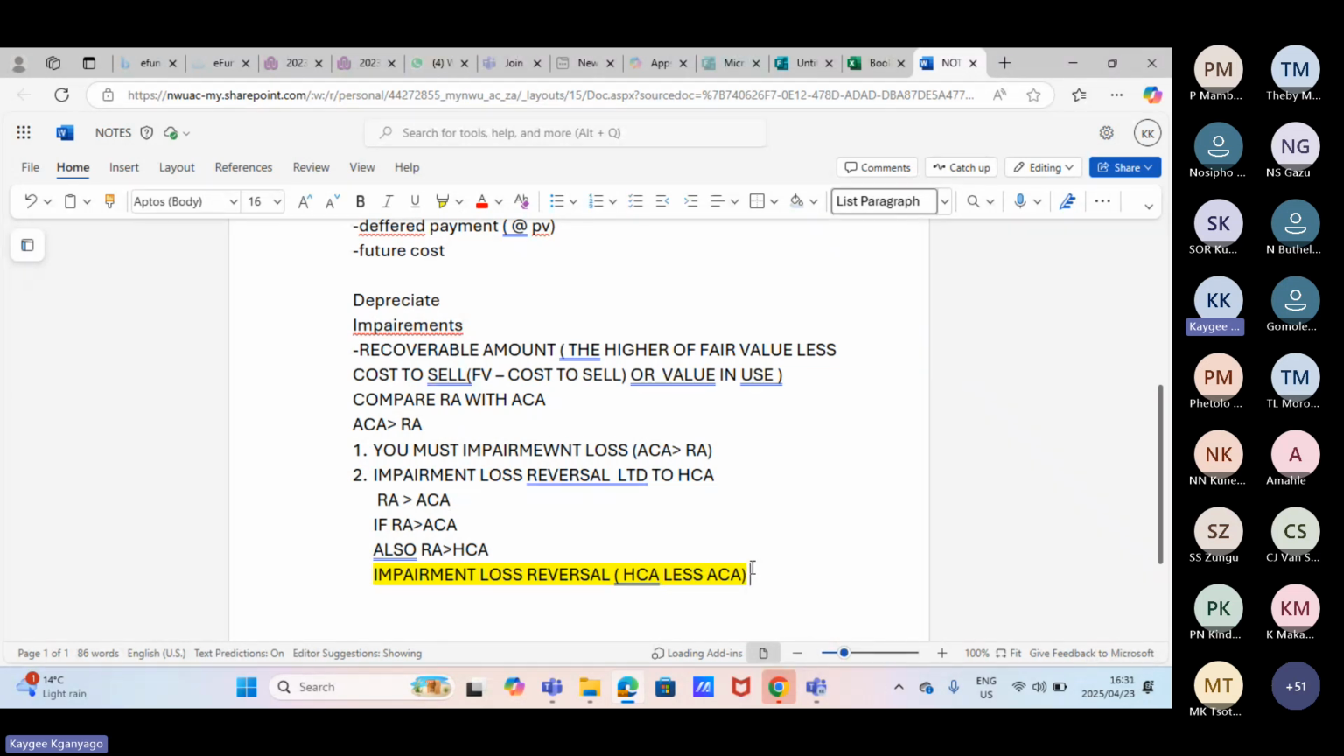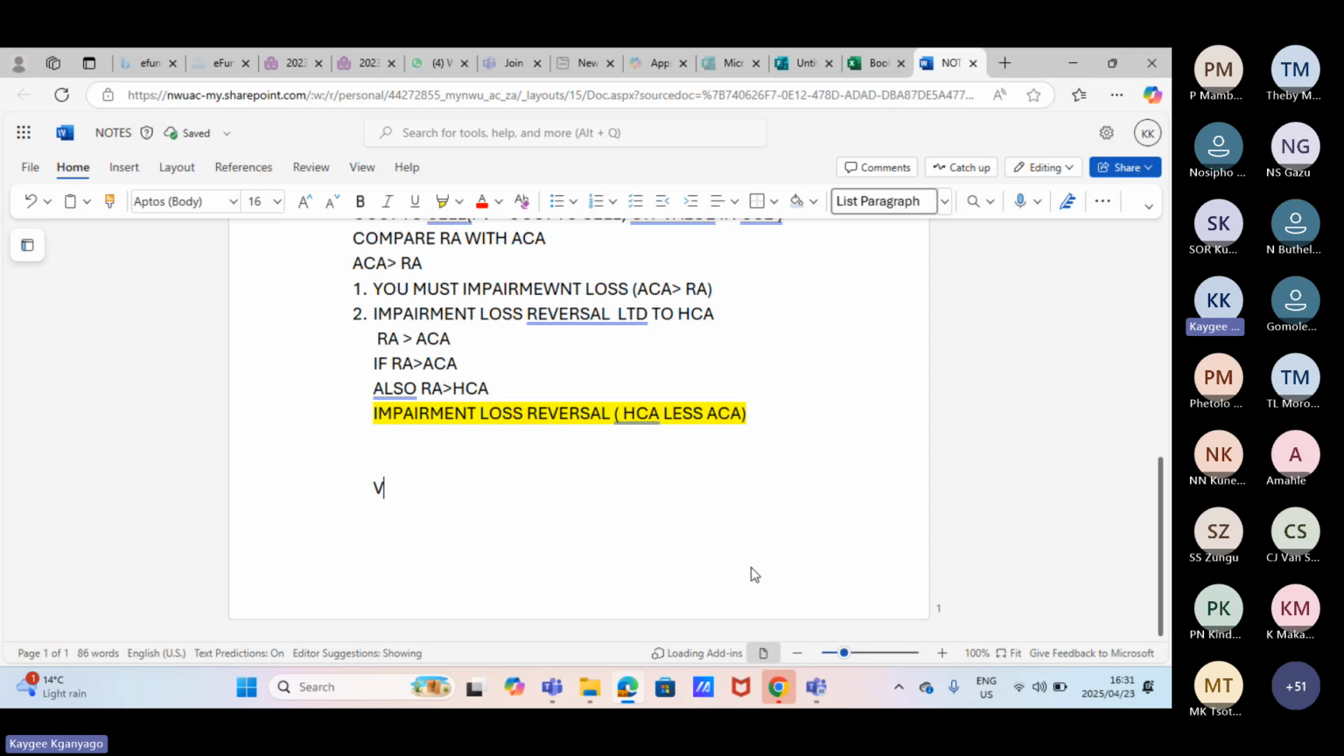Okay. This is all about impairments, ne? What else do we have in cost model? We're going to have things like changes in estimates, ne? When they talk about changes in estimates, what comes to your mind? They are talking about the useful life of the asset.